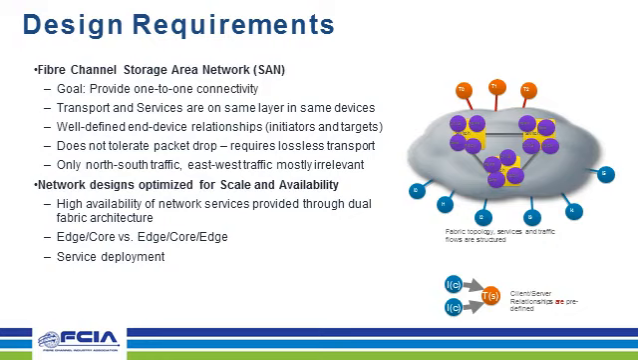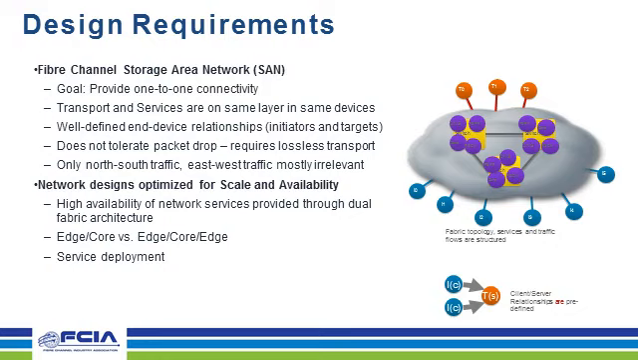There are well-defined end device relationships. There are initiators and there are targets. Initiators are the hosts, and targets are the storage devices. It also does not tolerate packet drop. It's a lossless transport. And in the Fibre Channel fabric, there is only north-south traffic and no east-west traffic to speak of. That means that primarily the traffic direction is from initiator to target, and then from target to initiator for responses.